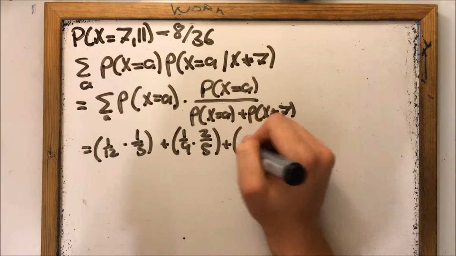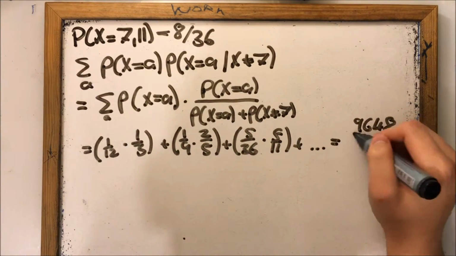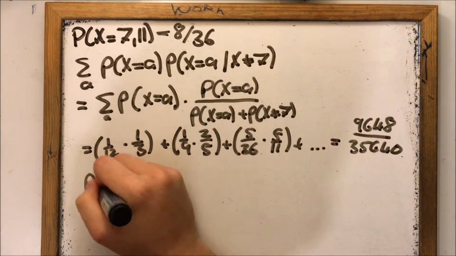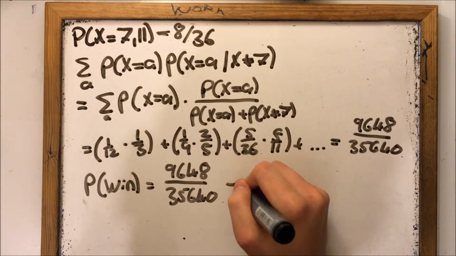When this is summed over all the playable numbers, we get a probability of 9,648 over 35,640. Adding this to the previous probability of getting a 7 or 11, we get a probability of winning to be 244 over 495.